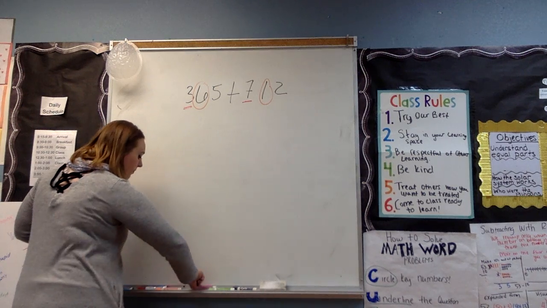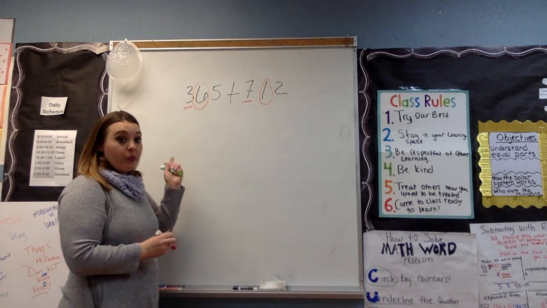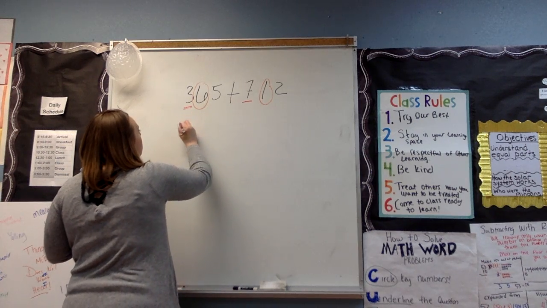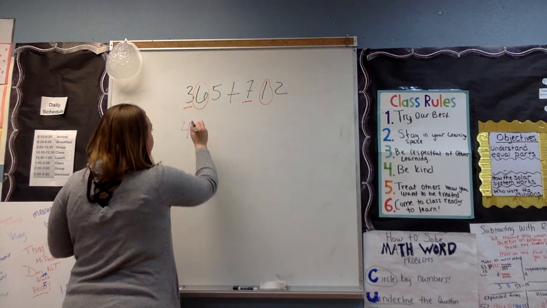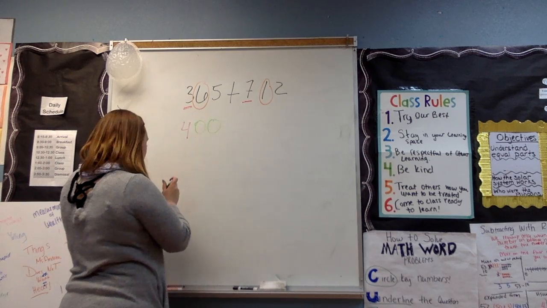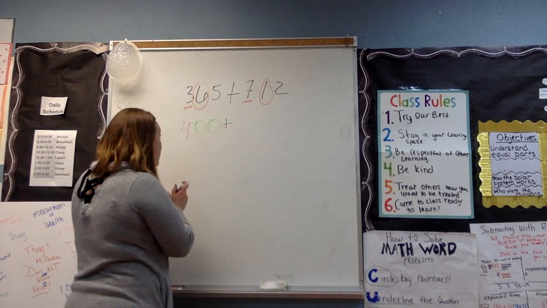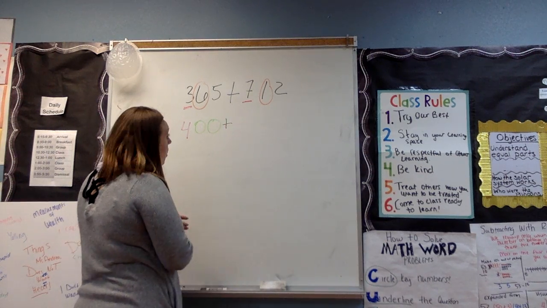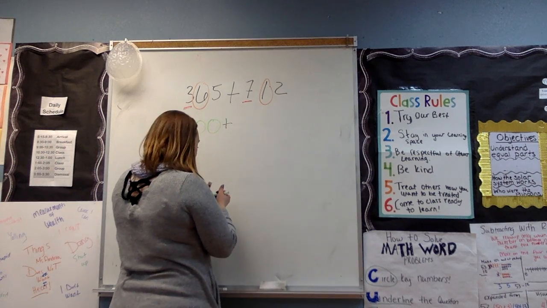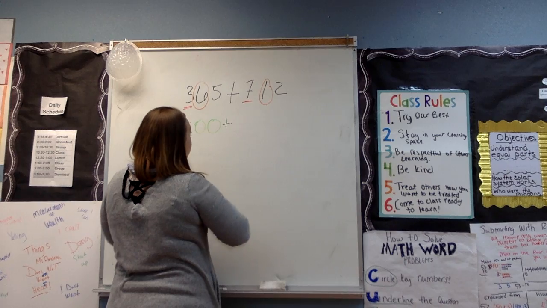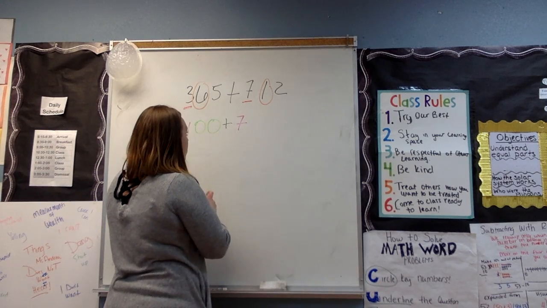So, 6 is more than 5, so 3 is going to round to 4. And then those other digits are all going to be 0. So that's 365 rounds to 400. And now 712. 1 is less than 5, so that 7 is going to stay the same. And everything else is going to be 0.